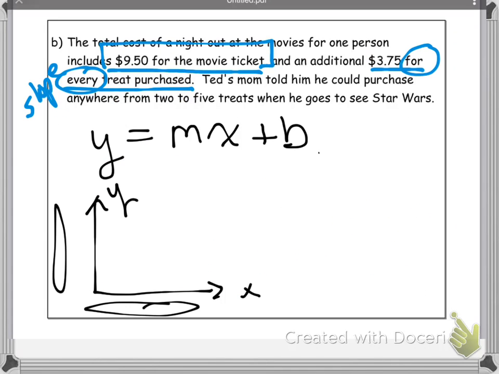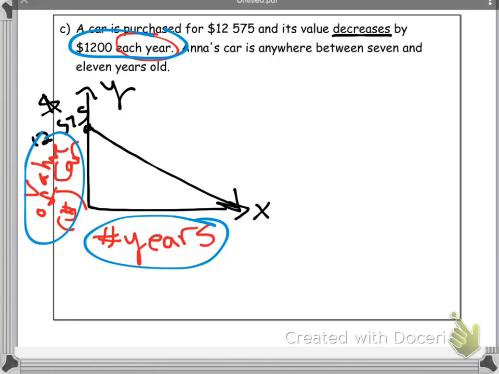Okay. What's this one? Oh, this one you're going to do. Okay, a car is purchased for $12,575. Its value decreases by $1,200 each year. Anna's car is anywhere between 7 and 11 years old. So 7 and 11, this is where our line really exists. So your domain's between 7 and 11.